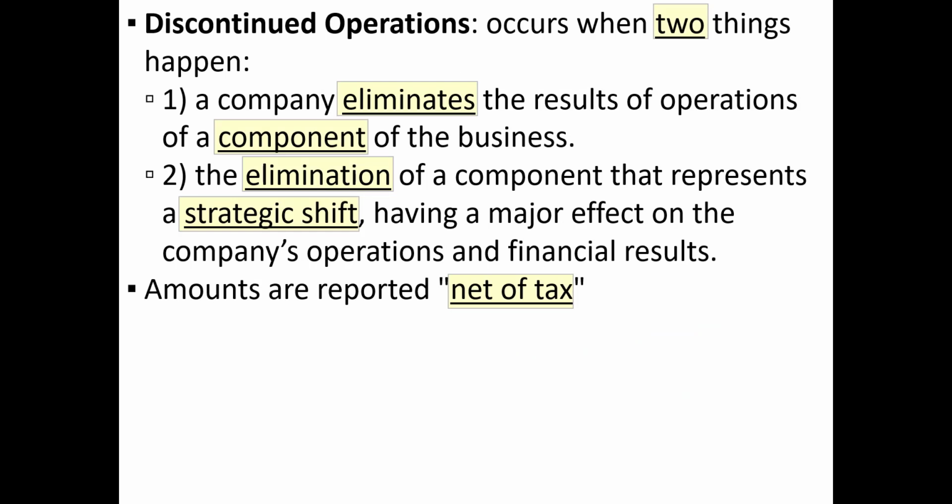A lot of people get confused by that. Two things happen. Number one, the company eliminates operations from a component of the business, e.g. a subsidiary, or a division of a business. Number two, when they eliminate that component, it represents a strategic shift. It has a major effect on the business.